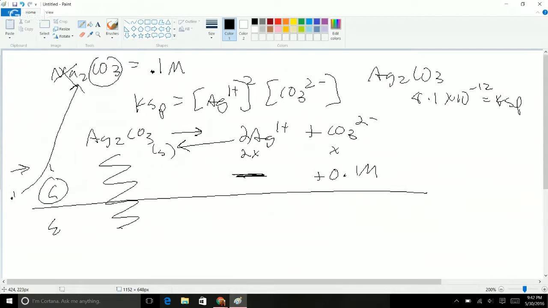And now I'm going to add up the two parts. I'm going to say 2x. 2x plus nothing equals 2x. And then x plus 0.1 molar, I don't really need the molar here, is my second part.